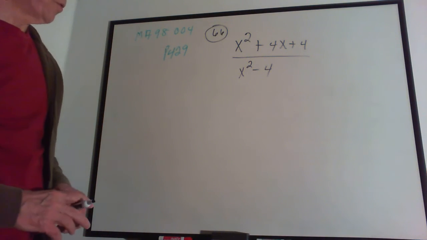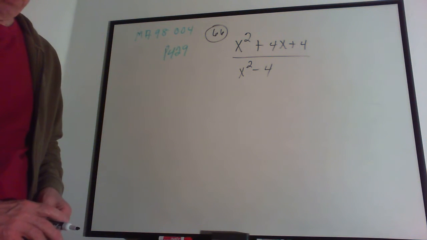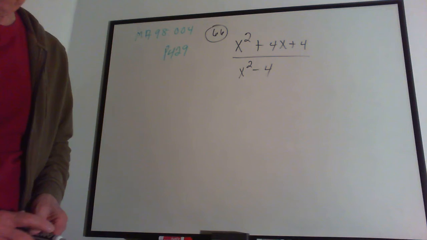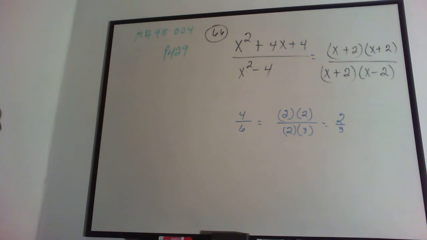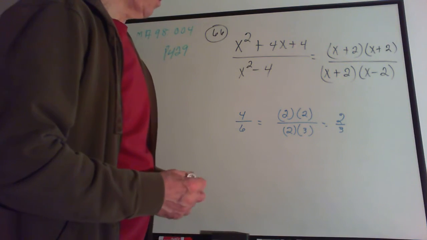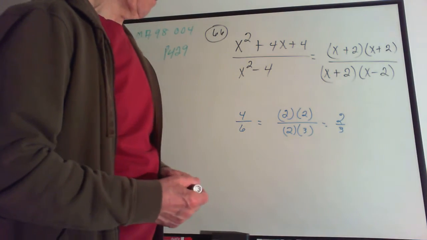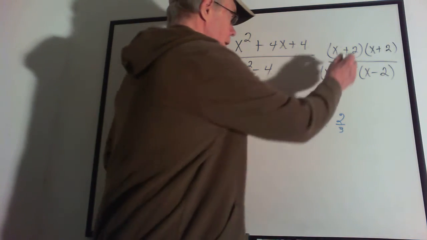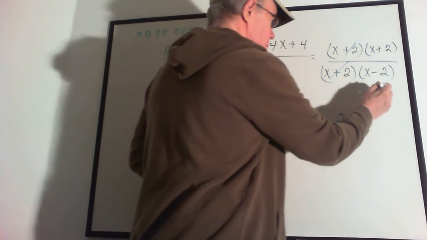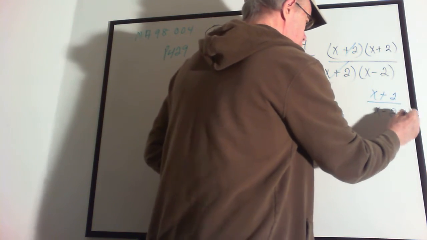All right, what you want to do is factor the numerator and factor the denominator. So go ahead, pause the video, and do that. Okay, when you factor it, you're going to get x plus 2 over x plus 2. You factor the denominator, you get (x plus 2) times (x minus 2). You can cancel these two, so you end up with (x plus 2) over (x minus 2).